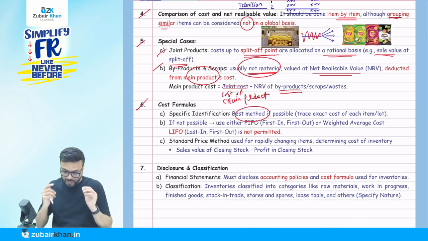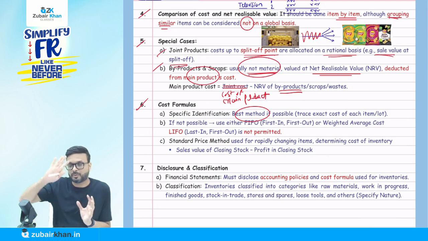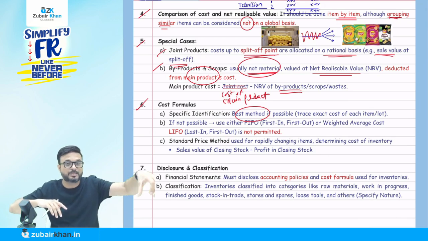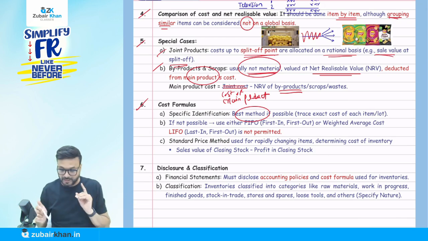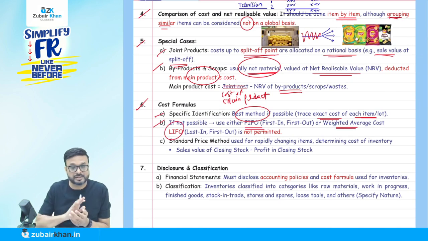They say it is the best way if you know that, suppose we have purchased 10 types of lots, so we know from which lot the item is in the stock. That is the best way. If possible, track the exact cost of each item or lot. If not possible, then they say FIFO is allowed. Weighted average is also allowed, but the LIFO method is not allowed.